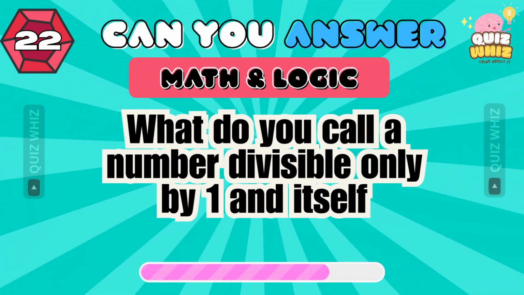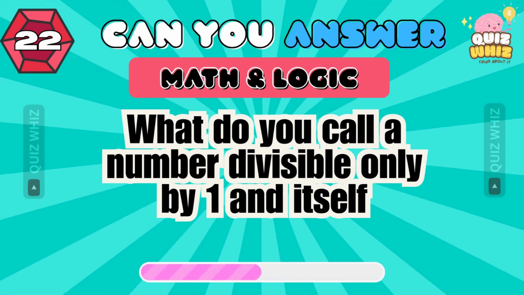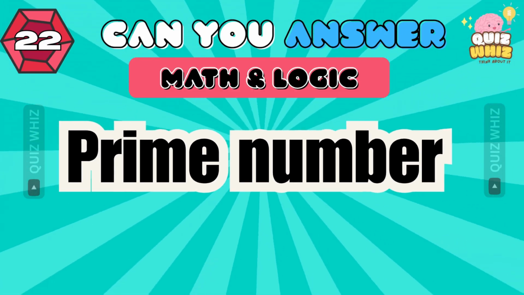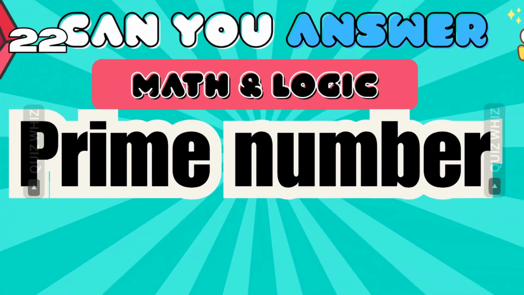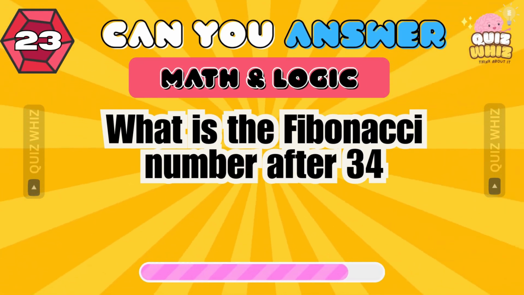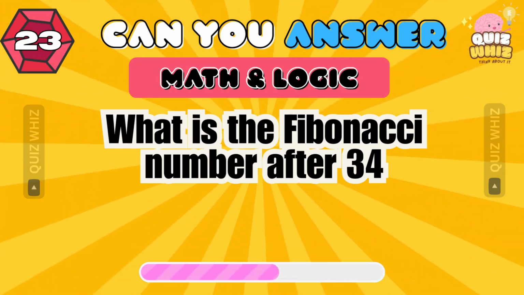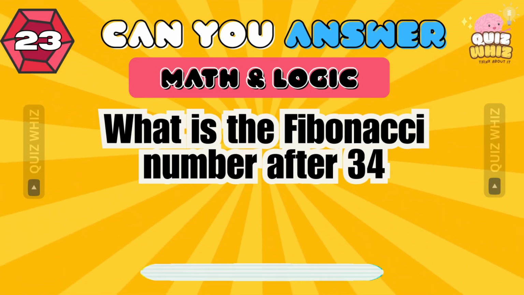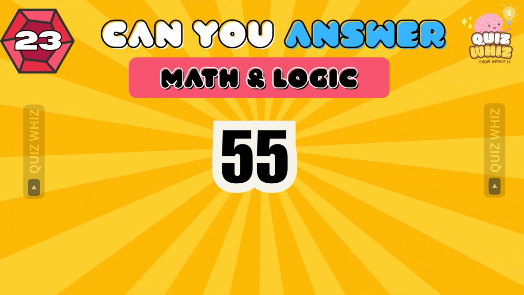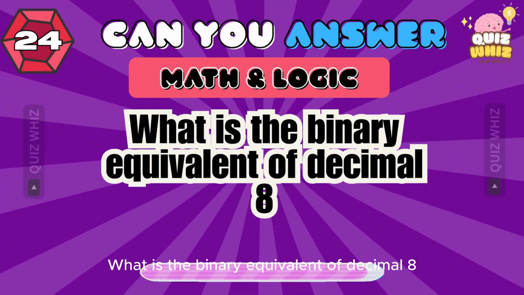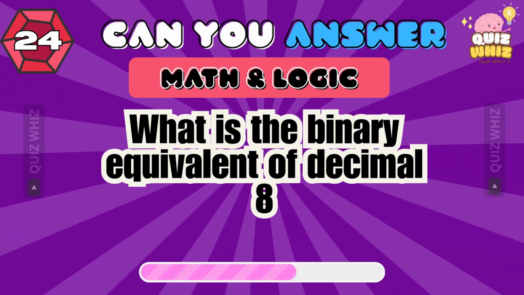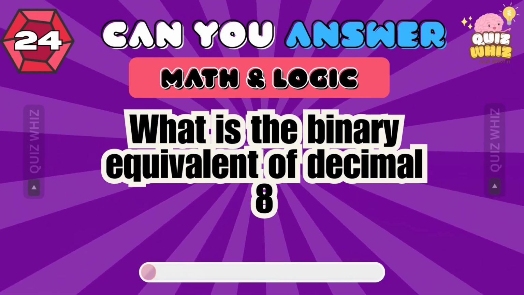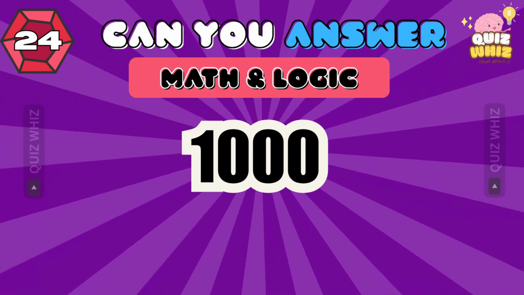What do you call a number divisible only by 1 and itself? Prime number. What is the Fibonacci number after 34? 55. What is the binary equivalent of decimal 8? 1000.